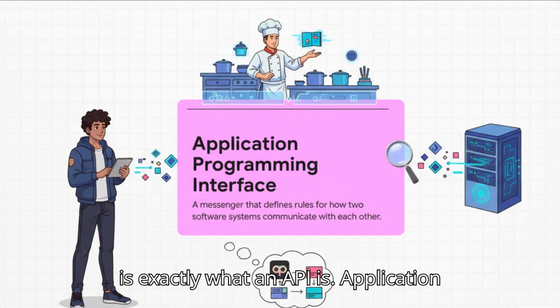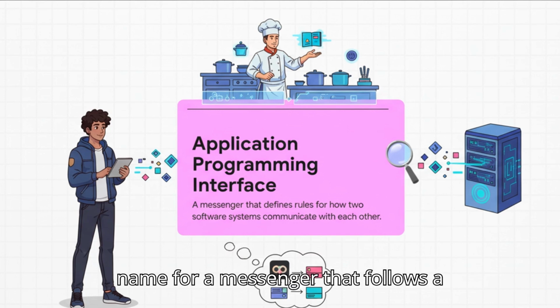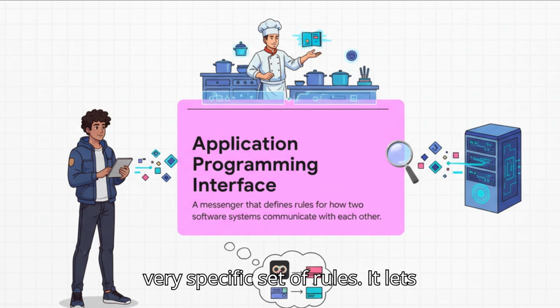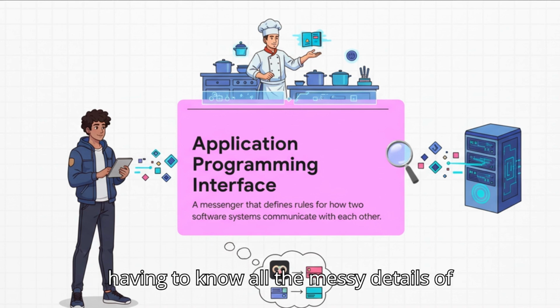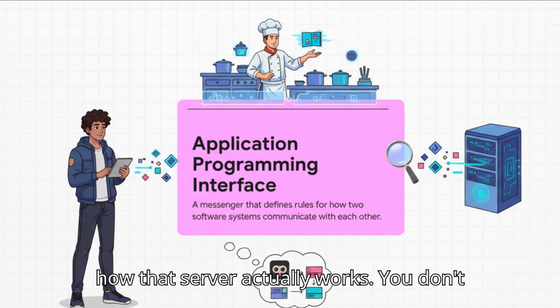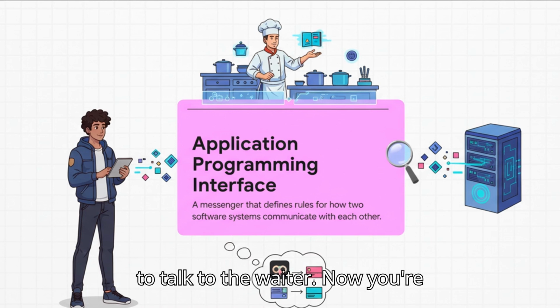And that is exactly what an API is: Application Programming Interface. It's just a fancy name for a messenger that follows a very specific set of rules. It lets your app, the client, ask for stuff from another system, the server, without having to know all the messy details of how that server actually works. You don't need the kitchen's recipes, you just need to talk to the waiter.